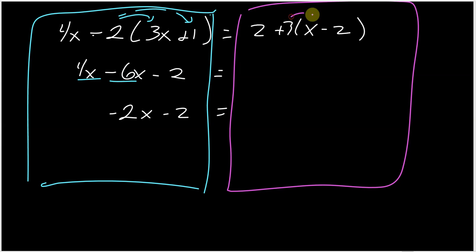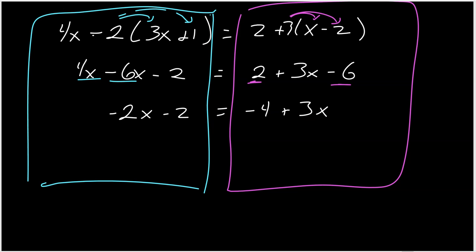So what can I do? I can distribute the 3. So that gives me 2 plus 3x minus 6. I do have some like terms here because I got the 2 and the minus 6. 2 minus 6 would be negative 4 plus a 3x. Okay, now that there's nothing I can do on either side of the equation, now I need to think about the solving part of it.